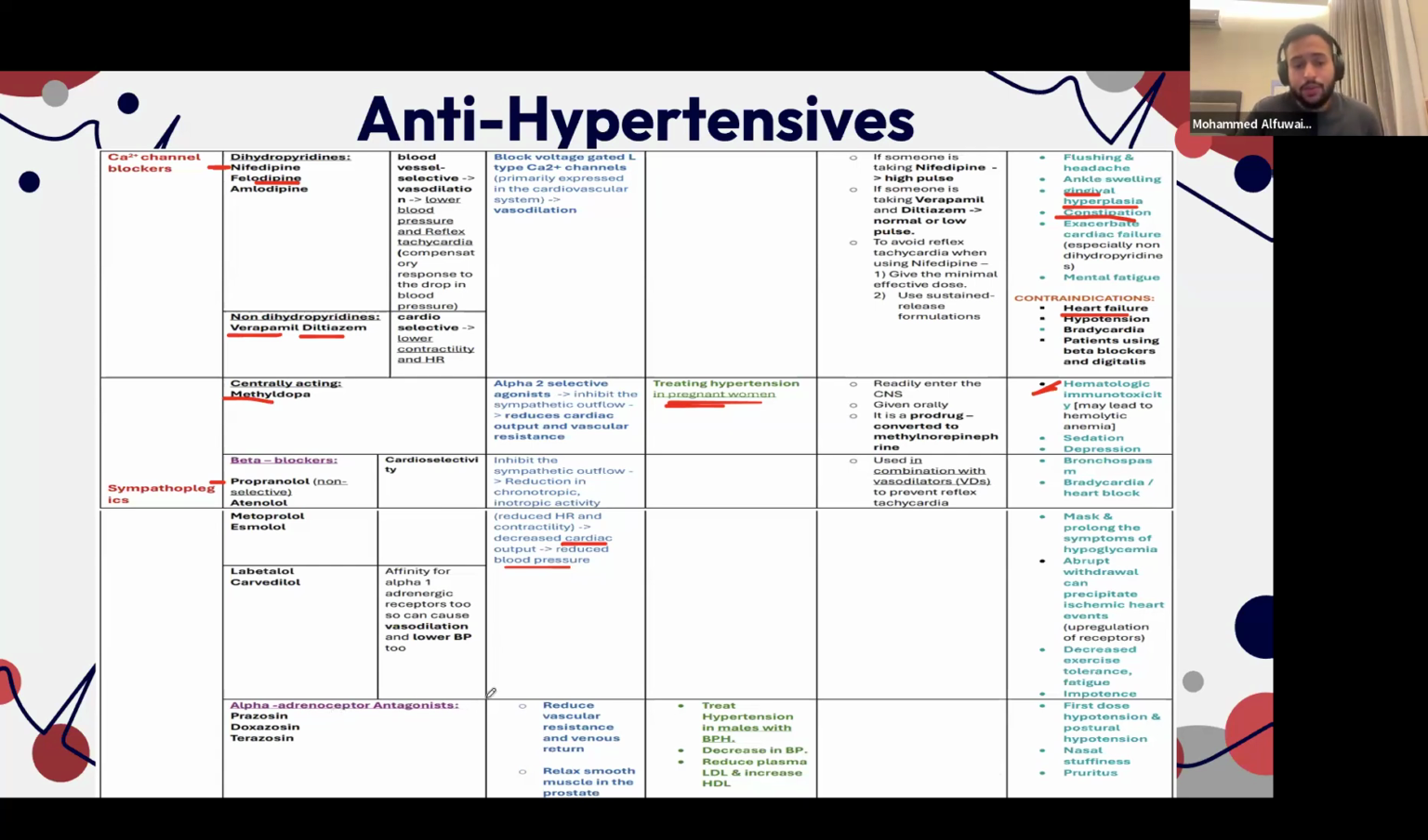Alpha blockers, okay, such as prazosin, terazosin. The most important thing that I want you to remember, alpha blockers will cause vasodilation. Important is what disease can you treat with them, like to treat hypertension? What other disease with alpha blockers? BPH, okay? Benign prostatic hyperplasia.